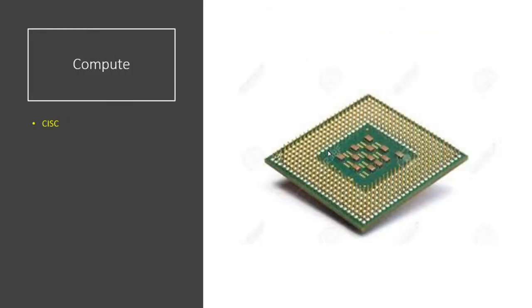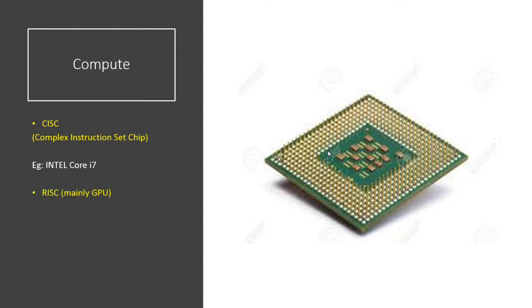So now, computers, there are two kinds of chips in compute. One is called CISC. CISC stands for Complex Instruction Set Chip. Example is Intel Core i7. Now complex instruction set chips have a lot of instructions within their instruction set within the CPU.